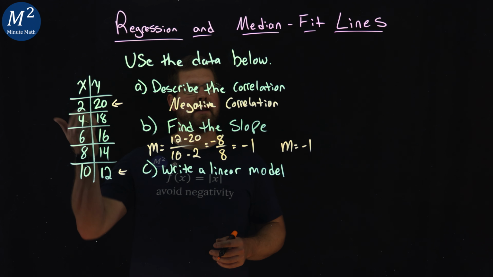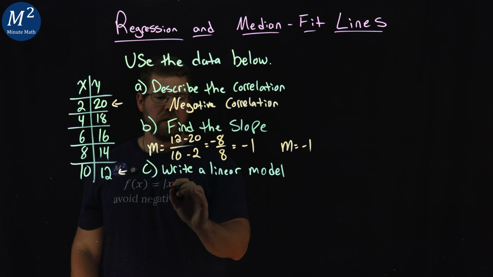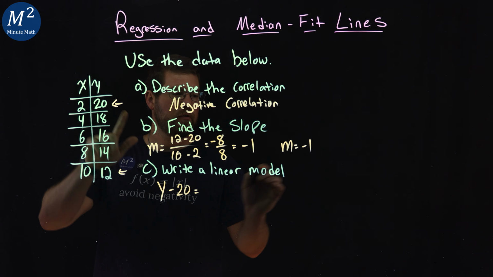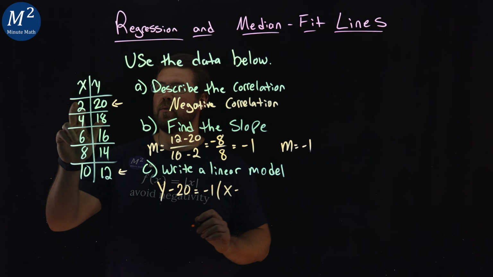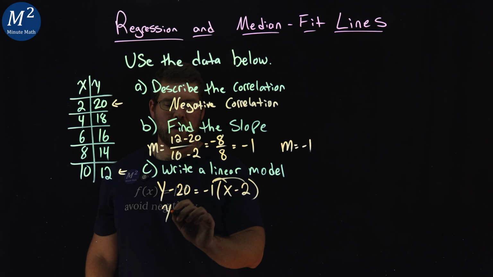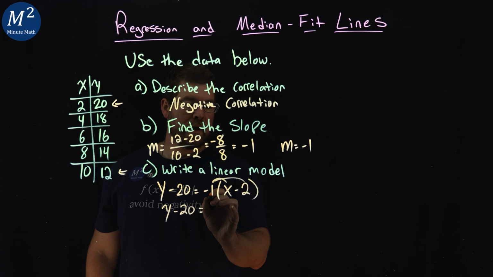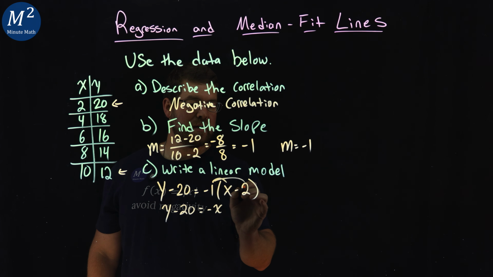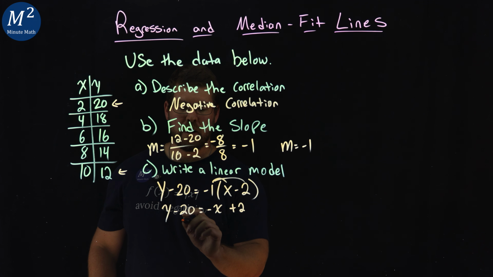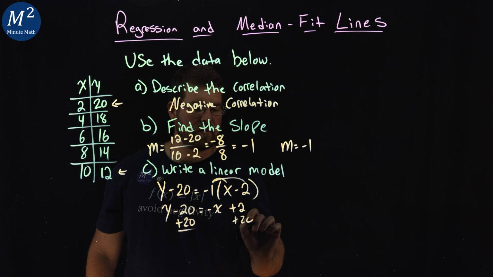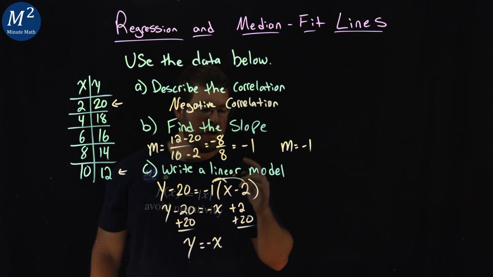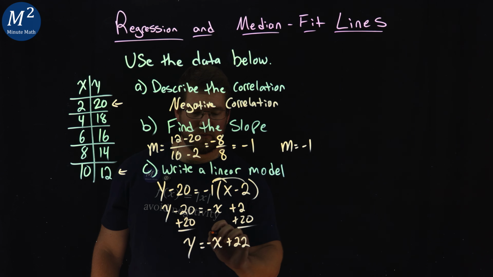Well, we have a slope. We got plenty of points here. Let's use point-slope form. So we have y minus y1. Let's go to the first point, 20, equals our slope, negative 1 times x minus x1, which is 2. Simplify this. Distribute the negative 1. So we have y minus 20 equals negative 1 times x is a negative x. Negative 1 times a negative 2 is a positive 2. Then I got to bring this 20 over to the right. So I'm going to add a 20 to both sides of the equation. Y is now by itself. I like that. Negative x in slope-intercept form, 2 plus 20 is a 22.